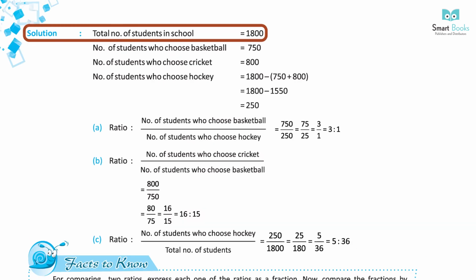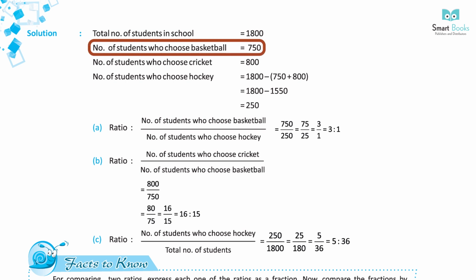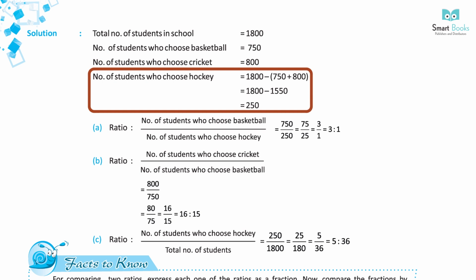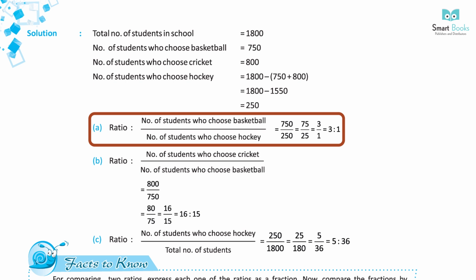Solution. Total number of students in school equals 1800. Number of students who choose basketball equals 750. Number of students who choose cricket equals 800. Number of students who choose hockey equals 1800 minus (750 plus 800) equals 1800 minus 1550 equals 250. A. Ratio. Number of students who choose basketball upon number of students who choose hockey equals 750 upon 250 equals 75 upon 25 equals 3 upon 1 equals 3:1.